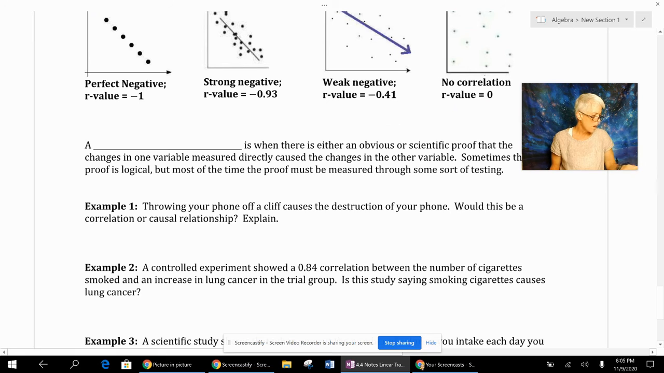Okay, causation. This is where you could get into some discussion: when there is either an obvious or scientific proof that the changes in one variable measured directly cause the changes in other variables. Sometimes the proof is very logical, but most of the time the proof must be measured, kind of like scientifically.